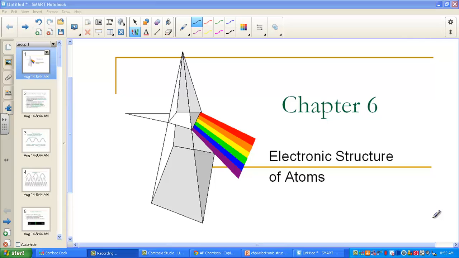In our lesson today, we begin to study Chapter 6, the electronic structure of atoms. We do have a great deal of background knowledge from our first year of chemistry in writing electron configurations, but now we delve a little bit deeper and go back into the mathematics. What happens when one turns on a neon light, for instance?